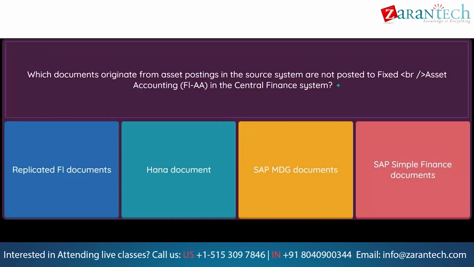Question, which documents originate from asset postings in the source system are not posted to fixed asset accounting, FI-AA, in the central finance system? Option 1 replicated FI documents. Option 2 HANA document. Option 3 SAP MDG documents. Option 4 SAP Simple Finance documents.